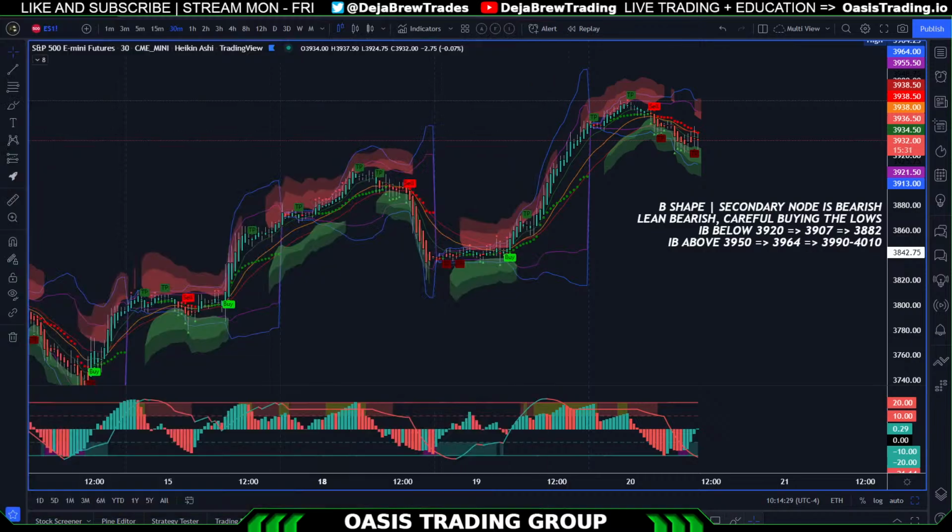Sorry, let me hide this here. Very trendy 30 minute. So we're still in a downtrend here as long as it's holding below VWAP, or holding below kind of like 38 to 40.